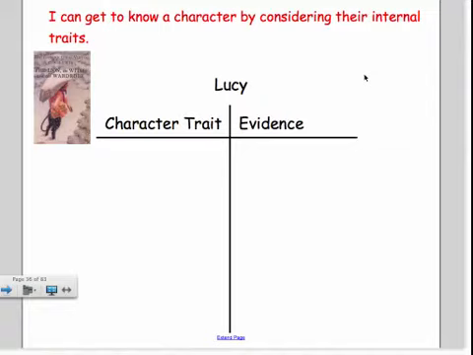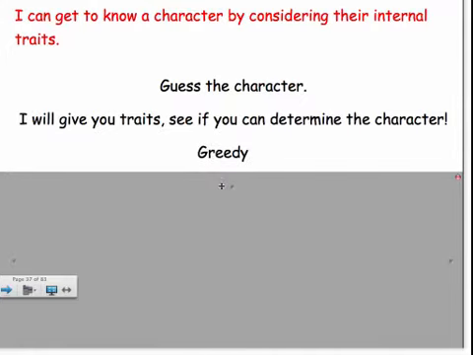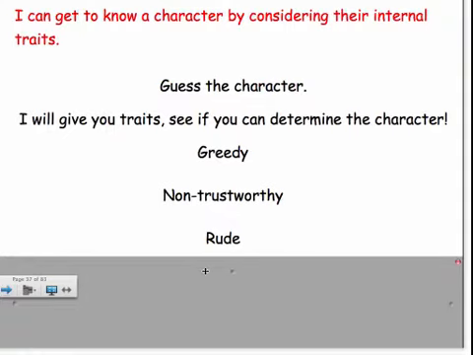Okay, and I hope that you had good conversations and that you got some good characteristics for Lucy and that you had some proof and evidence of those traits within the story. And we're going to finish up with a little bit of a guessing of who this character is. I'm going to give you some traits and I'm going to see if you can determine who the character is based on the traits. It's from The Lion, the Witch, and the Wardrobe, and this character is greedy. This character is non-trustworthy. Can't trust this person. And this person tends to be a little bit rude. So thinking about those traits, in your mind, think about who you think that person is.